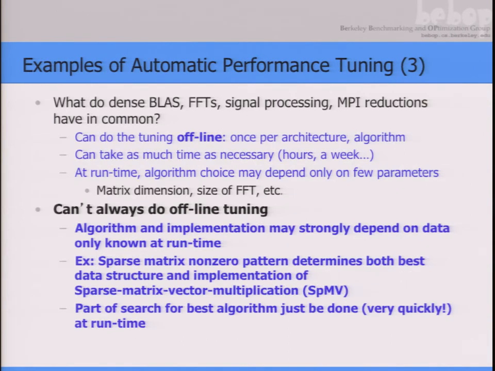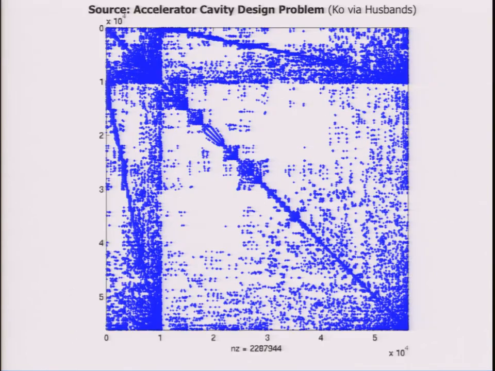But we can't do that for sparse matrices, because the actual choice of the algorithm is going to depend on when the user hands us the matrix at runtime, where the non-zeros are will actually greatly affect the choice of algorithm. And so let me now show you some examples of why that's the case by showing you some sample matrices. So here's a spy plot, for example, of something from a collaborator at Stanford at SLAC, the Linear Accelerator Laboratory.